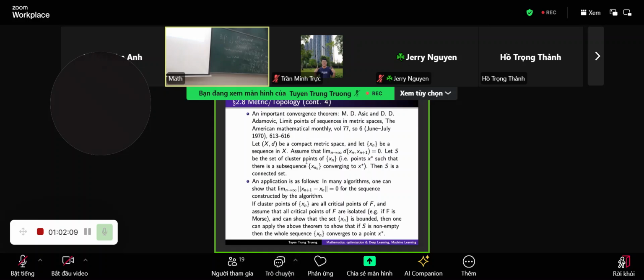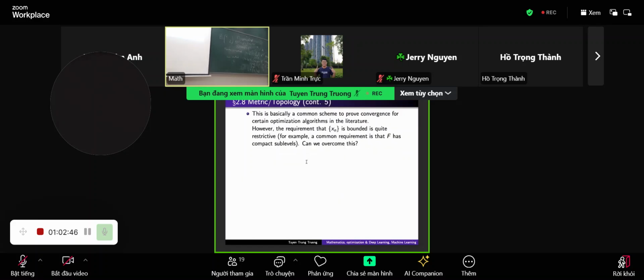This is possible if you can show that any cluster point is a critical point, and then you assume a condition on the set of critical points of F: that the critical points of F are discrete. Then you have this convergence, so you can prove the convergence. So this helps you to prove convergence. Another way to prove convergence is to use the velocity condition, which we will see later.